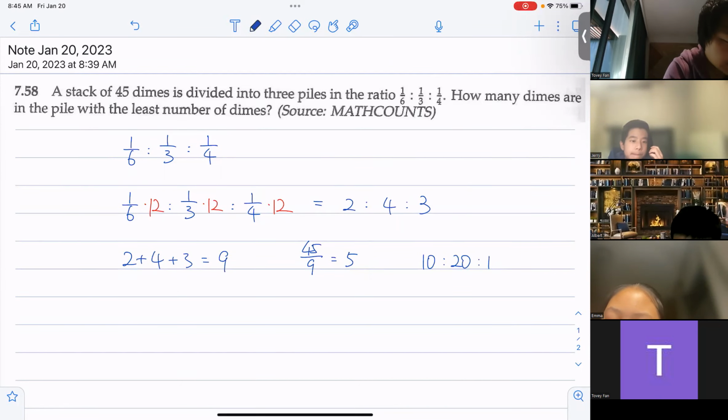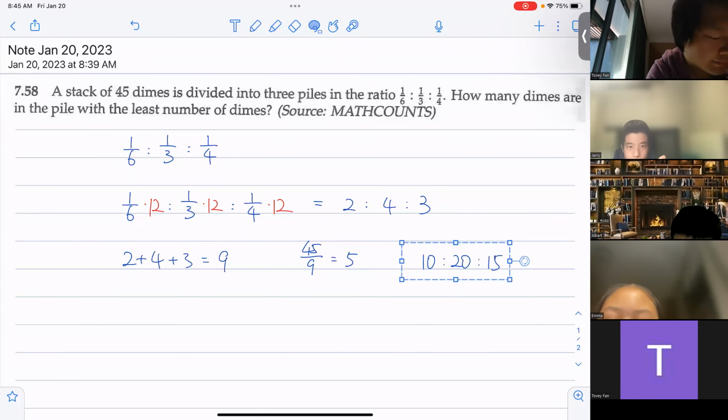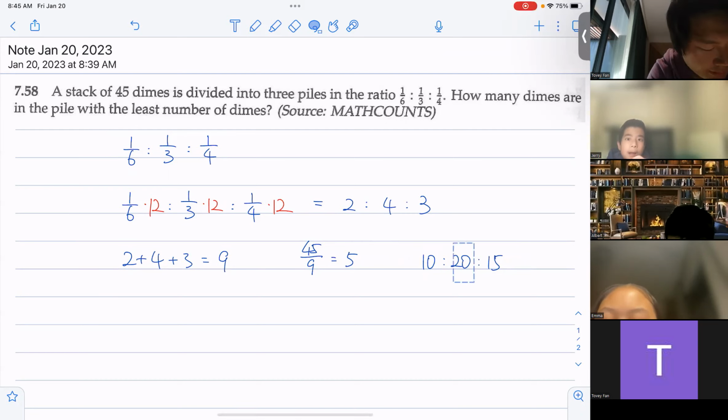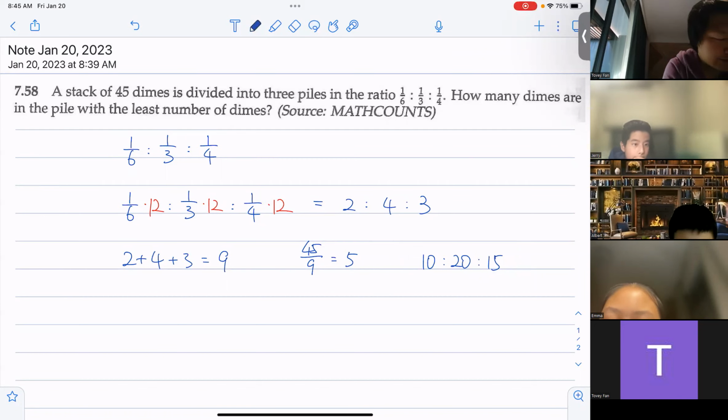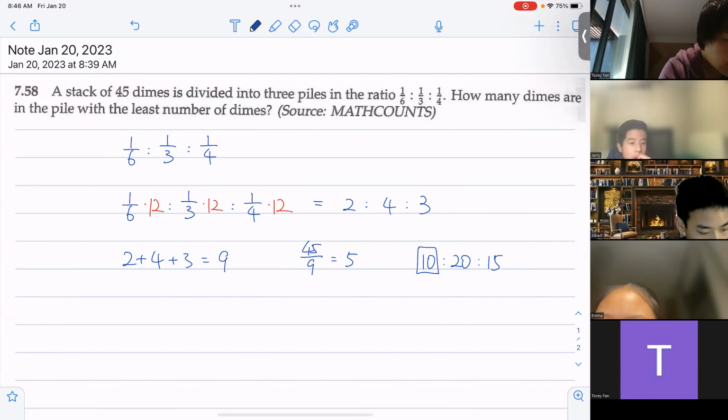Okay, so these will be the numbers of dimes in each pile, right? First pile we have 10, second pile 20, third pile we have 15. Okay, Jerry, that makes sense? The question is asking us to find the number of dimes in the pile with the least number of dimes, right? So to find out the least, that's 10. So we just use 10 as the answer.